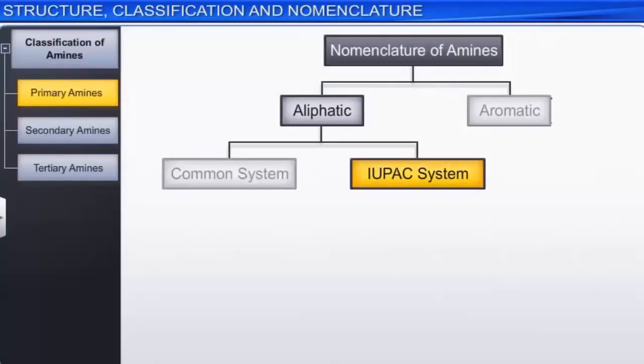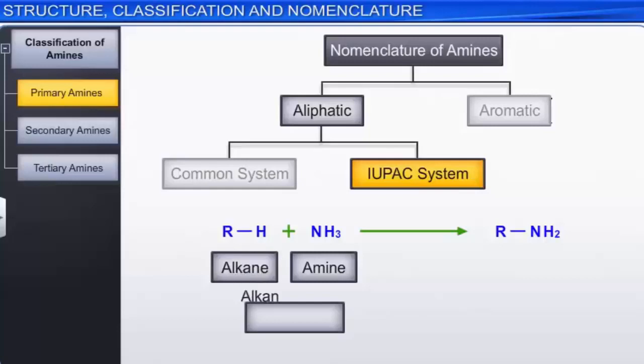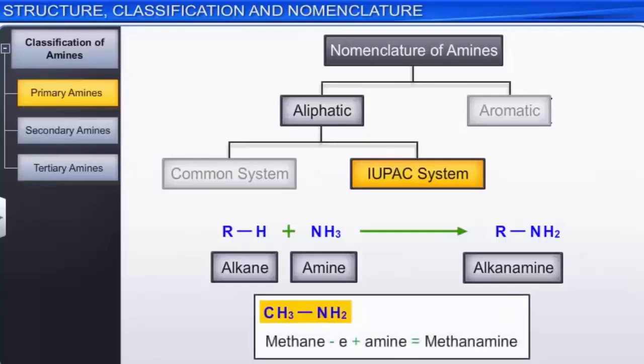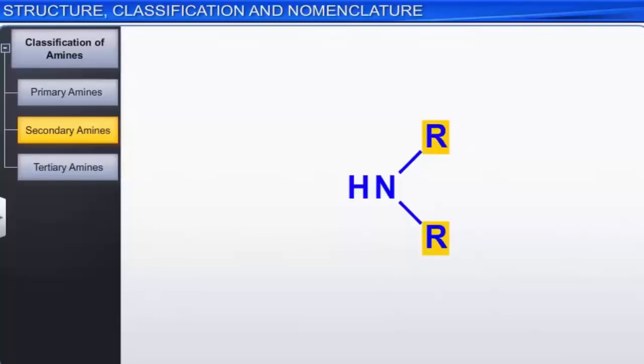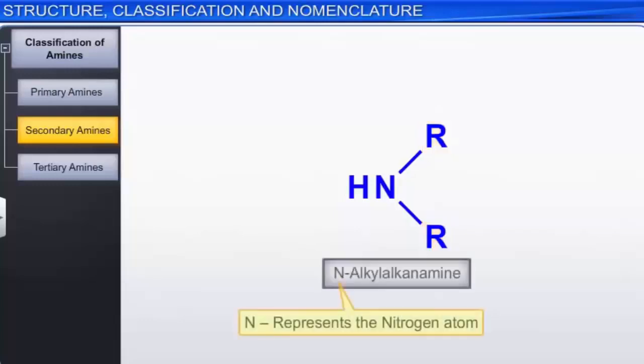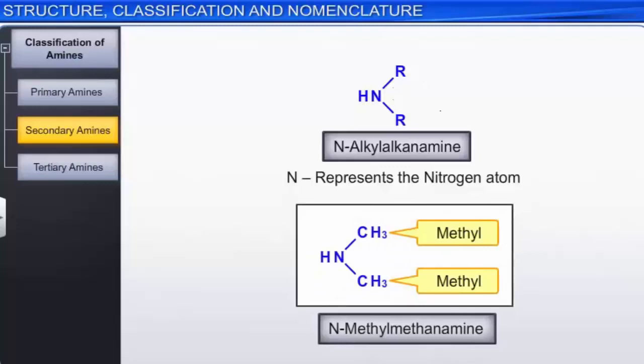In the IUPAC system, alkyl amines are named alkanamines. The name is derived by the replacement of the E of the alkane by the word amine. For example, CH3NH2 is named methanamine. Secondary amines with the same alkyl groups are named N-alkyl alkanamines. Here, N represents the nitrogen atom and should therefore be capital. For example, this secondary amine with 2 methyl groups is named N-methyl methanamine.